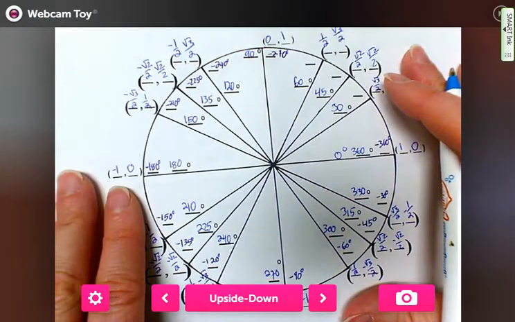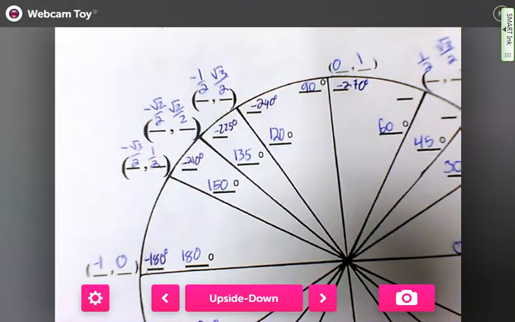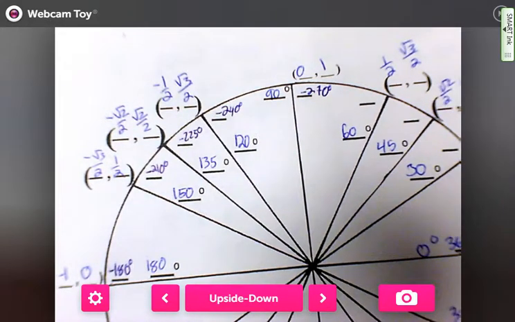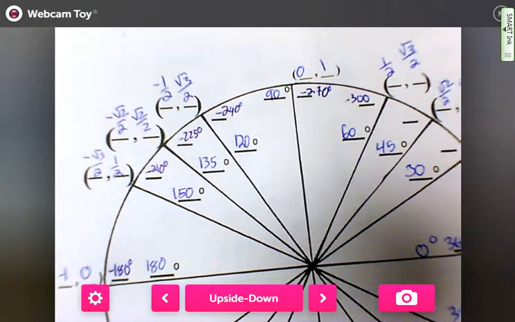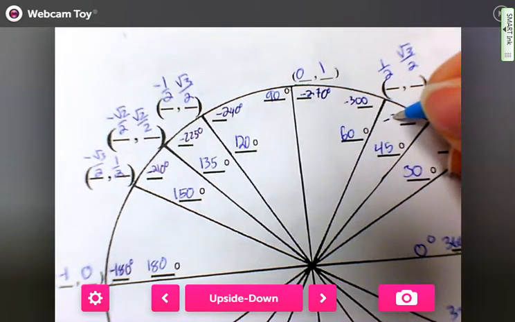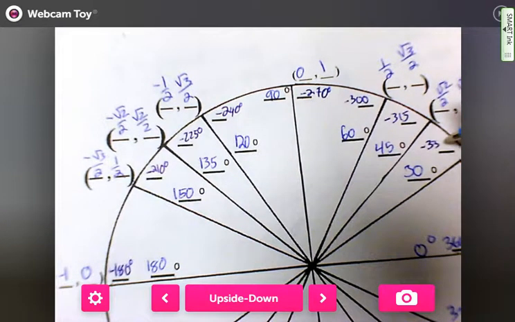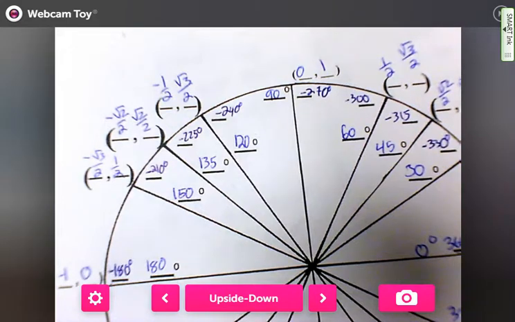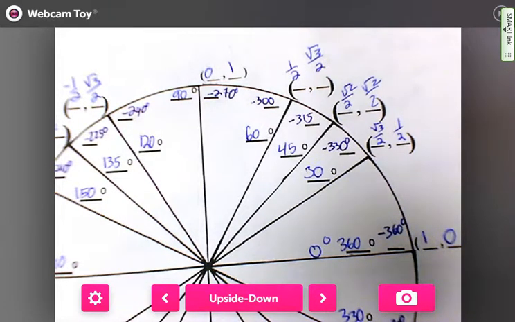Am I going too fast? Okay. Negative 300. Negative 315, negative 330. Negative 30, negative 45, negative 60.